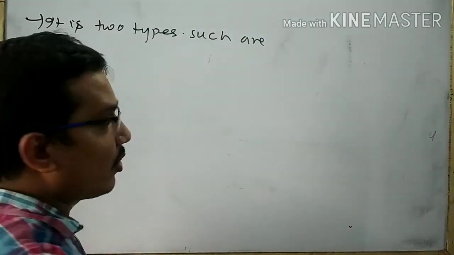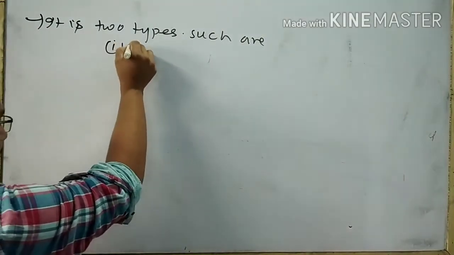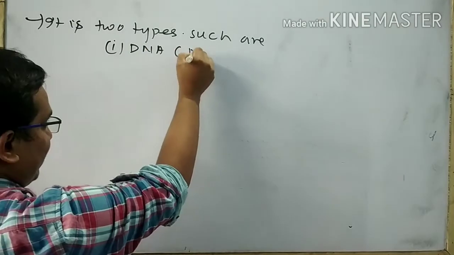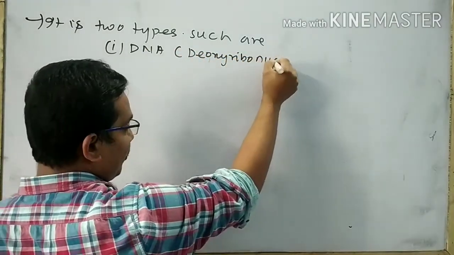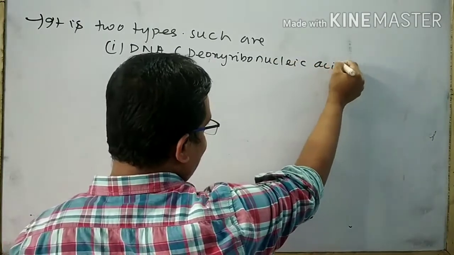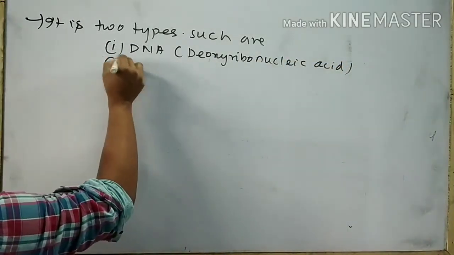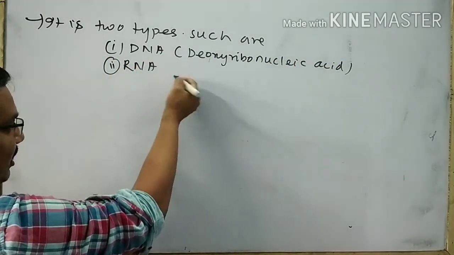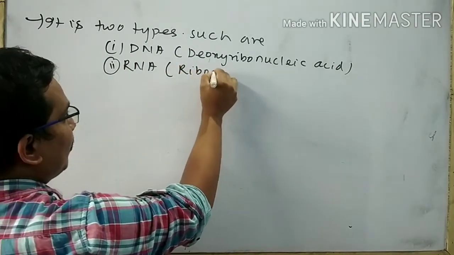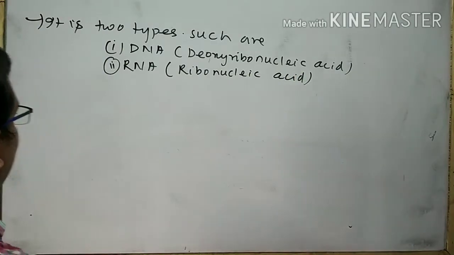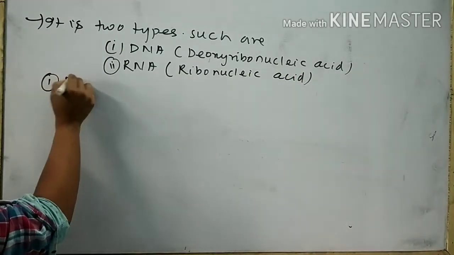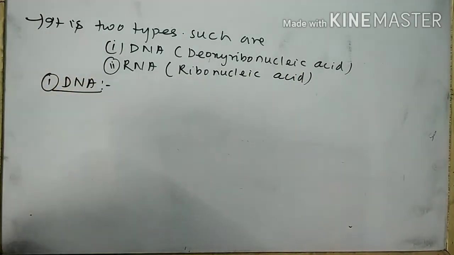Nucleic acid is of two types, such as number one, DNA, and number two, RNA. Number one is DNA, that is said to be deoxyribonucleic acid, and the second is RNA, that is said to be ribonucleic acid.